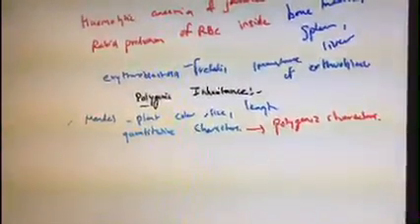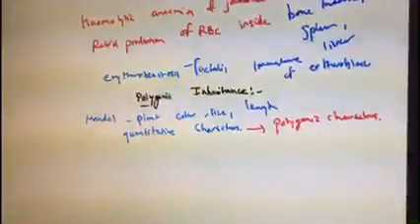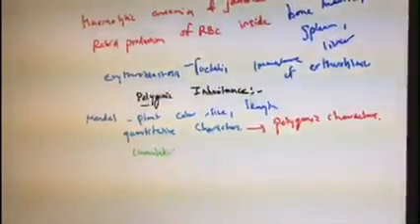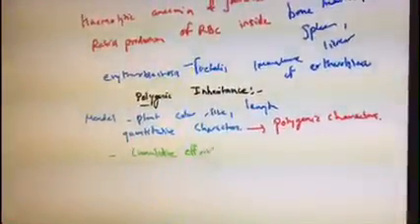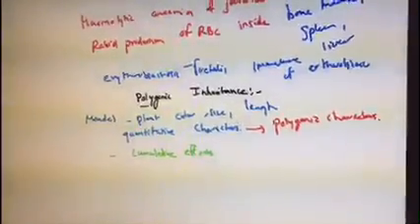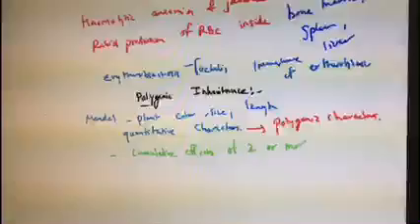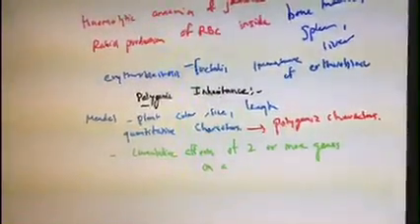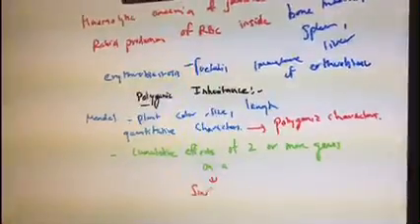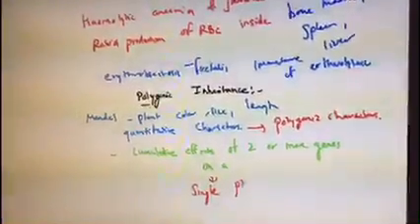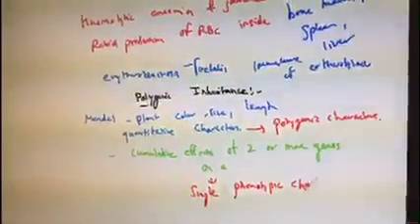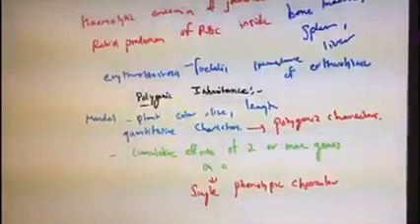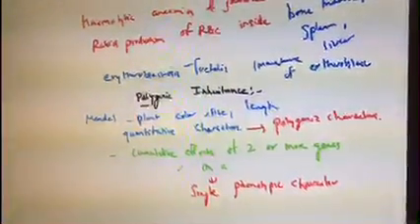So in this, what is happening? Poly means, everyone understands, where is the word poly used? Many, right? So we can make the point here: cumulative effects of two or more genes on phenotypic characters. This is the definition of a polygenic character. Here the cumulative effects can come from two or more genes for a single phenotypic character.